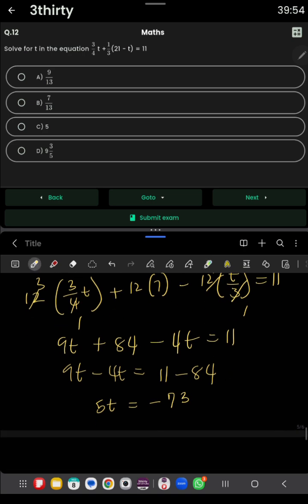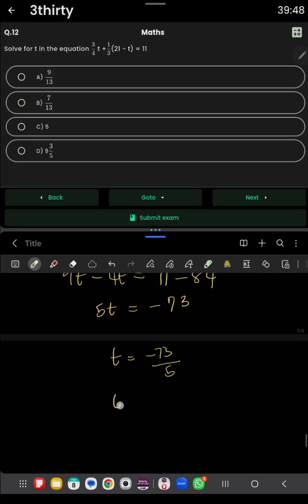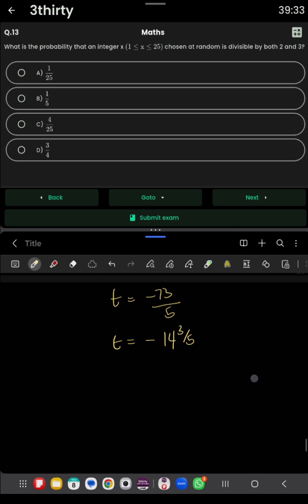So T will be equal to minus 73 over 5, which would be minus 14 whole number 3 over 5. The answer is not here, so maybe the question is not correct. Alright, number 13, we have 2 more questions after this.